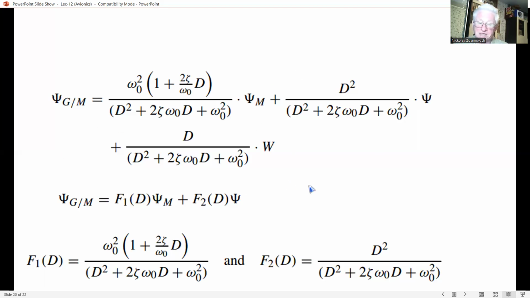Ignoring the gyro bias uncertainty term, double, as it has zero contribution to psi J over M if W is constant, we may rewrite our expression more compactly for psi J over M: F1 from D times psi M plus F2 from D times psi G. So what does the F function mean? We have our expression F1 and the next expression F2 from D. For simplicity, we got this.